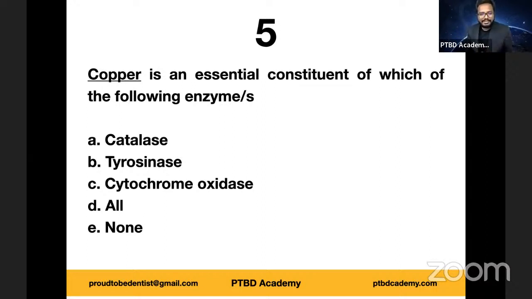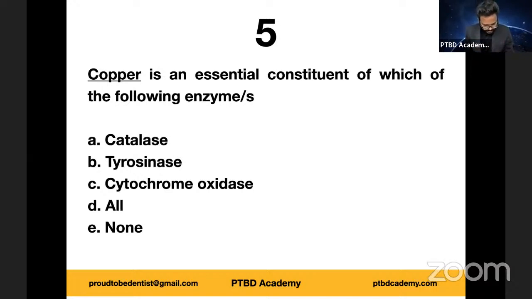So copper is an essential constituent of which of the following enzymes? All of the above, as the majority of you have chosen. I think almost all of you have chosen. All of the above is the right answer. So catalase, tyrosinase, cytochrome oxidase. Cytochrome oxidase is also called complex 4. If you remember, it's there in your electron transport chain. So it has an important role in producing energy, a copper-containing enzyme.